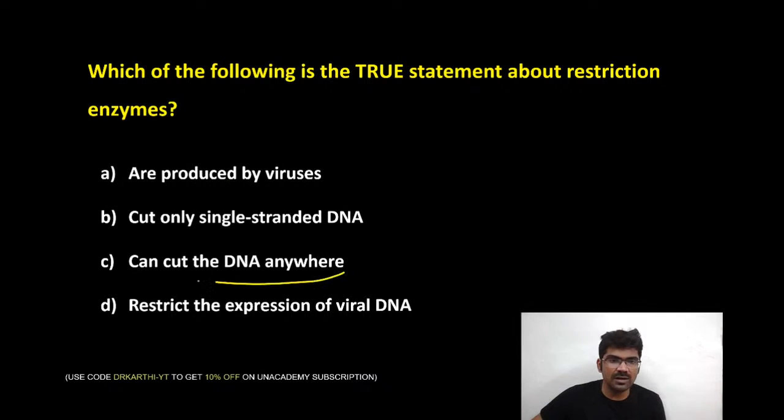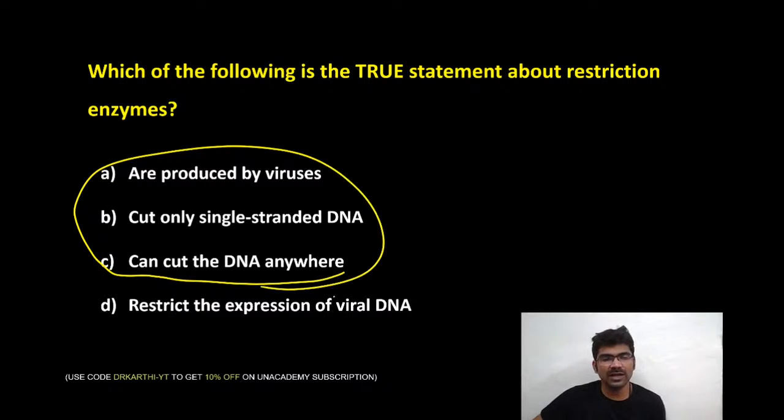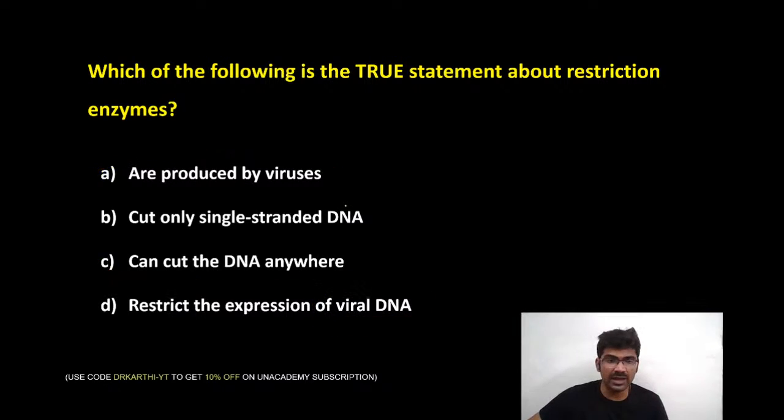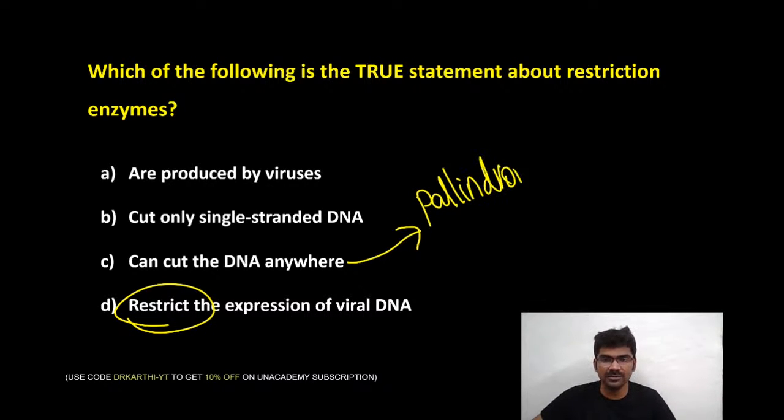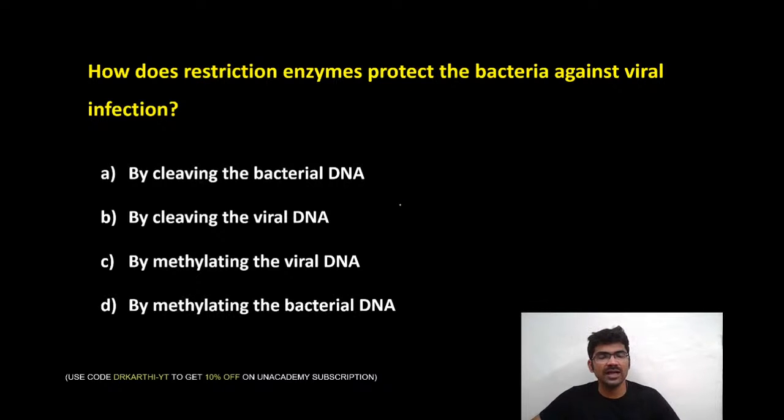So all these other options are wrong. So the correct option is restricts the expression of viral DNA. So that is why they are actually known as restriction endonucleases. So Akash, excellent. Their site of action is usually palindromic in nature. So now let's take up more questions on restriction enzyme so you will understand better. Answer this.